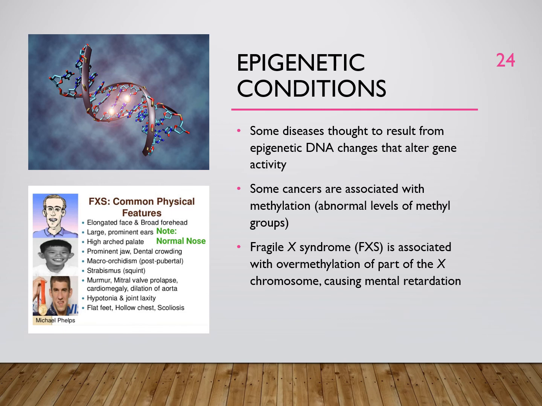One of the specific conditions associated with that is called Fragile X syndrome, or FXS, and it's associated with overmethylation. So too many methyl groups, like we just talked about, and that occurs on the X chromosome, and that can lead to developmental disabilities. It can also cause elongated faces and foreheads and prominent jaws. You can see some of the images here of FXS. So I hope this helps make epigenetic conditions seem a little less confusing.